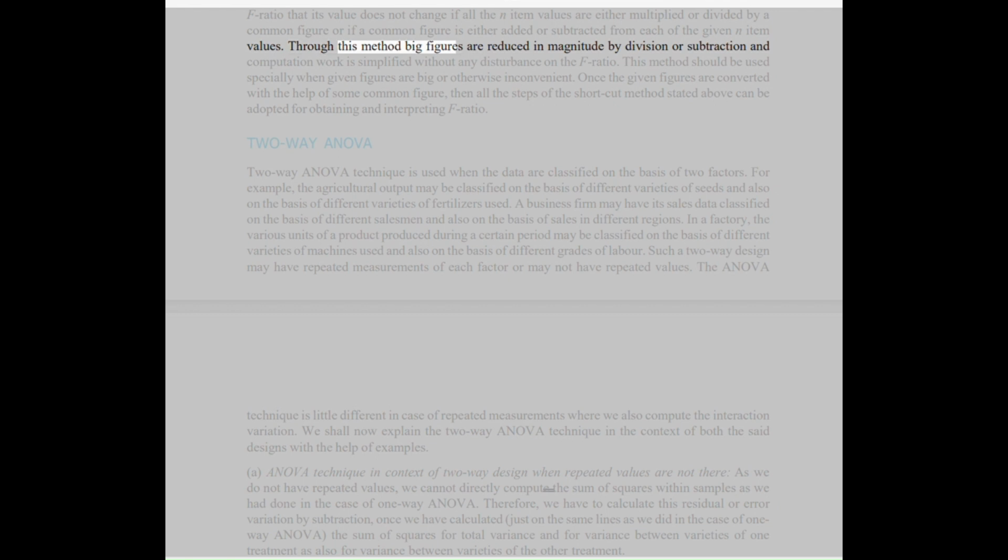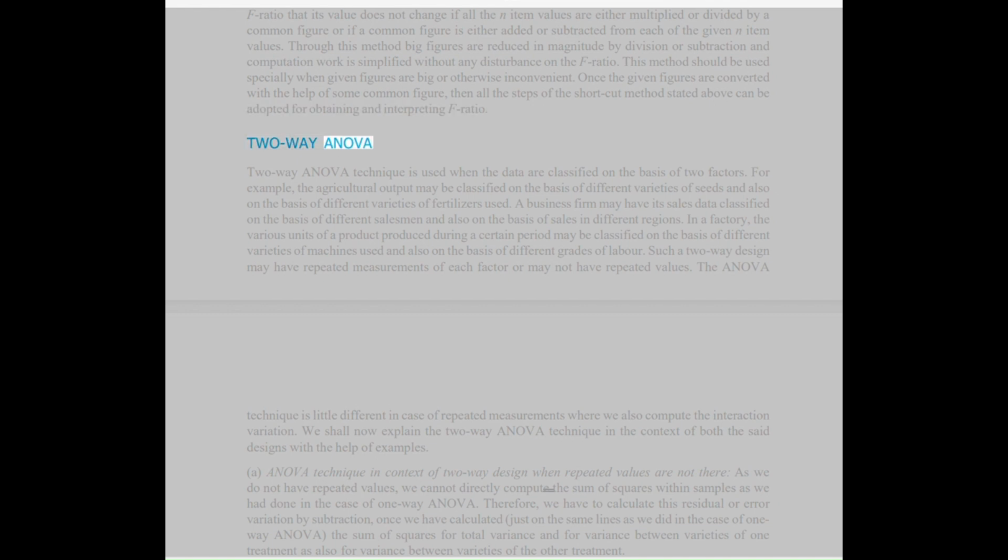Through this method, big figures are reduced in magnitude by division or subtraction, and computation work is simplified without any disturbance on the F ratio. This method should be used especially when given figures are big or otherwise inconvenient. Once the given figures are converted with the help of some common figure, then all the steps of the shortcut method stated above can be adopted for obtaining and interpreting the F ratio.